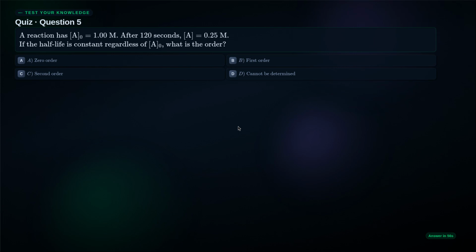Quiz question 5. A reaction has initial concentration 1 molar. After 120 seconds, the concentration is 0.25 molar. If the half-life is constant regardless of the initial concentration, what is the order? Option A, zero order. Option B, first order. Option C, second order. Option D, cannot be determined.